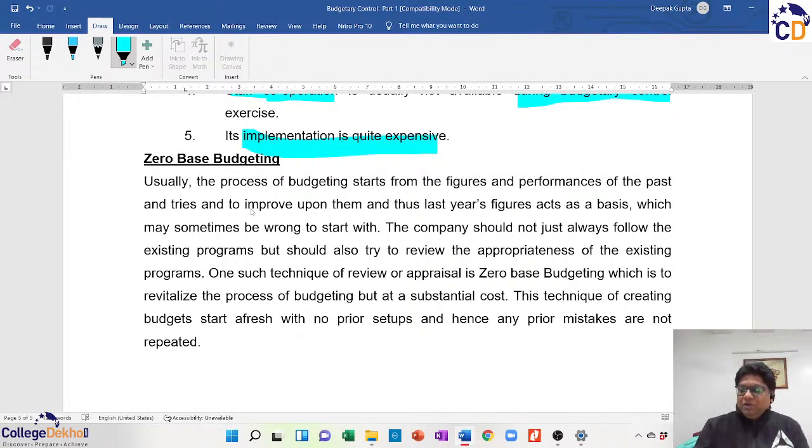So I hope we are able to understand what is a budget, what are the different types of budget, what is budgetary control and its advantages, and few limitations.